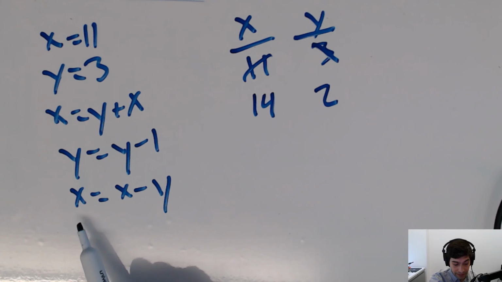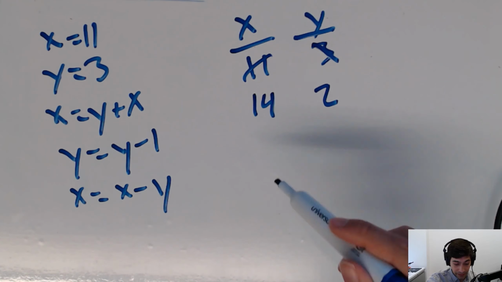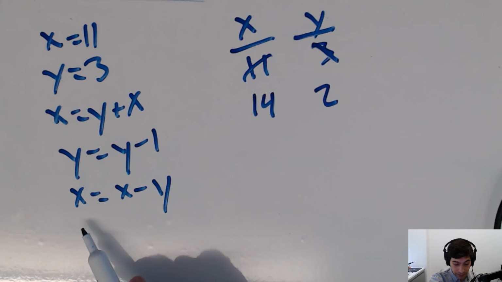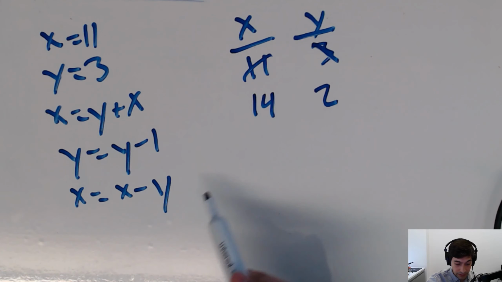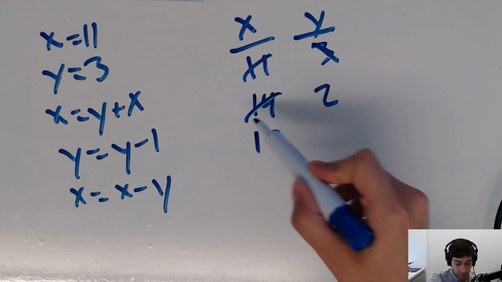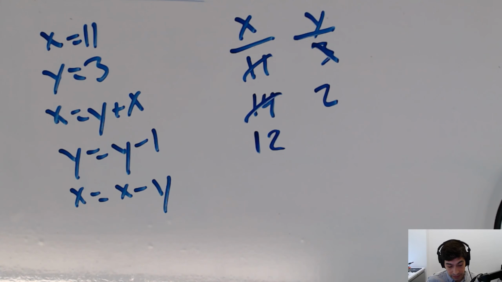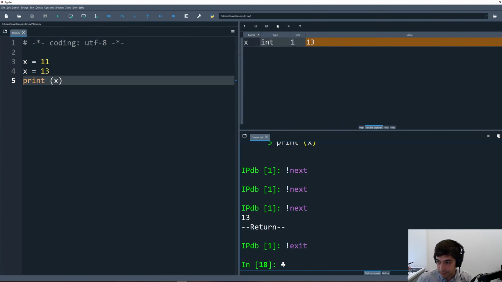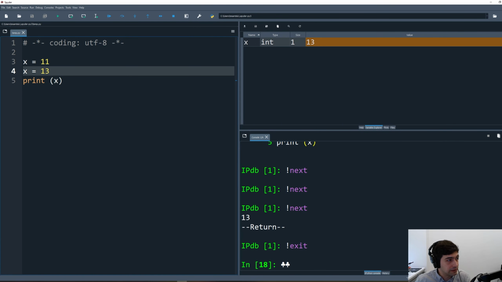And then finally, the new value of x gets the old value of x minus the old value of y. So we're going to say the new value of x, which is going to go right here, is 14 minus 2 is 12. And we've successfully executed this program. So that's great. This is all really good. And, you know, maybe you don't believe me. Let's check in our editor here.